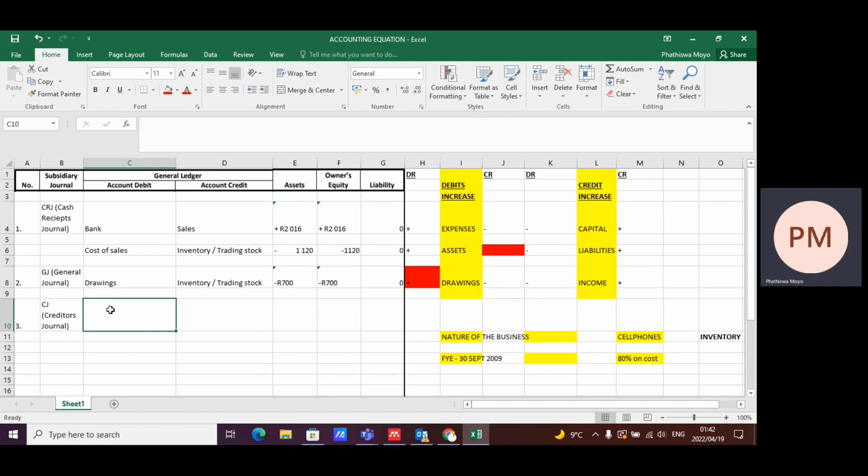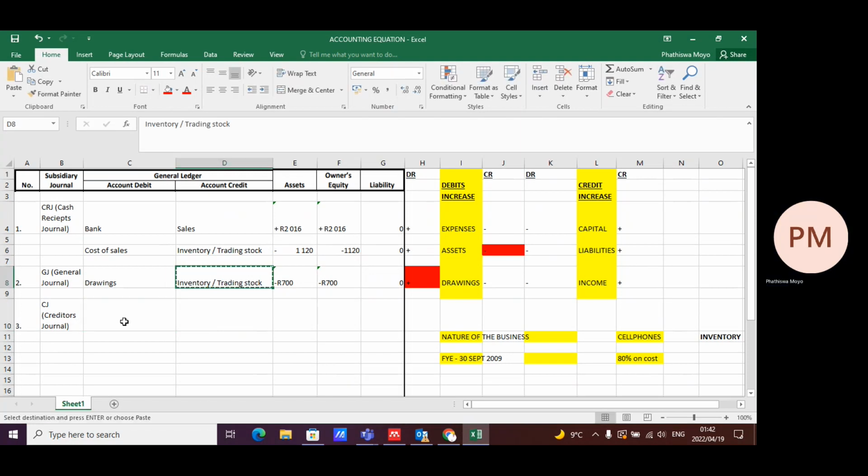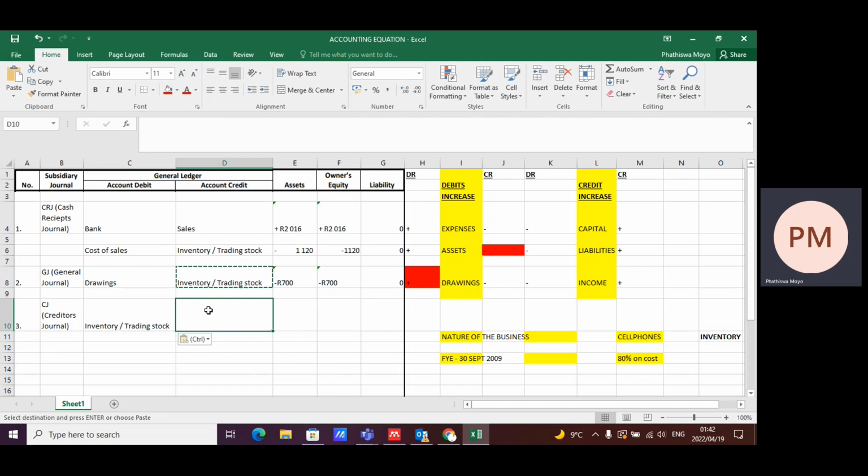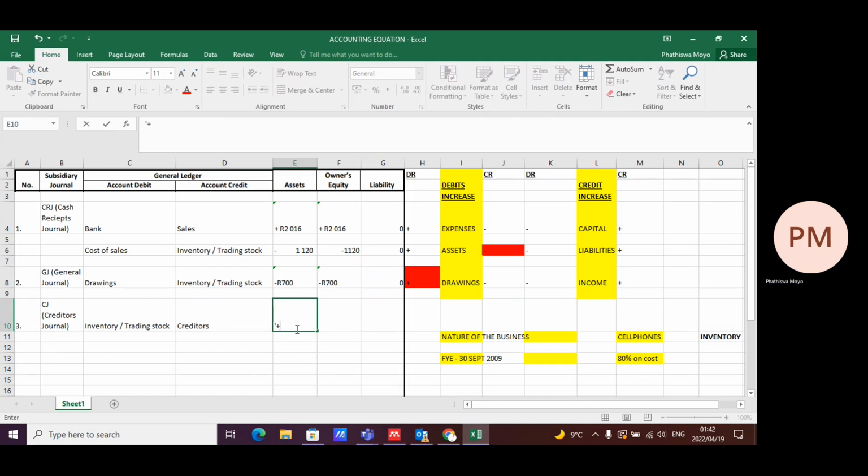We would use a creditor's journal. So what's the account to debit? It's inventory. We purchased inventory. Purchase this inventory on credit. For how much? I think it was 11,000.